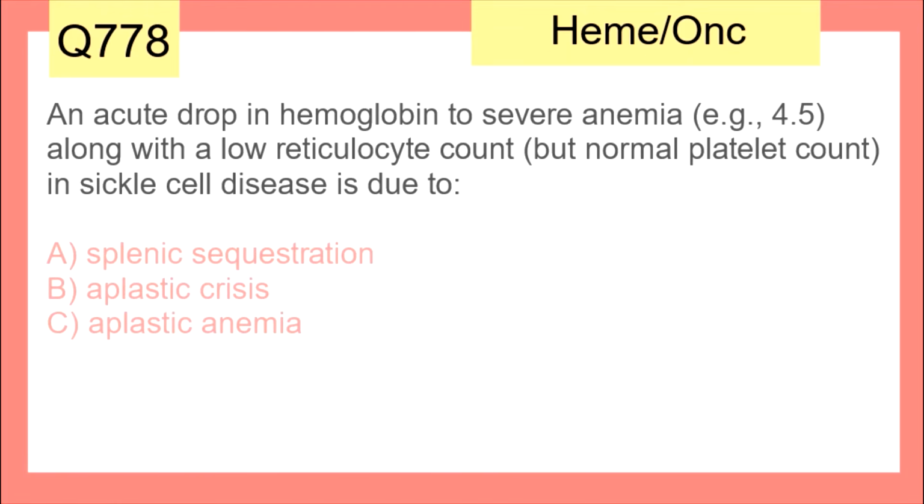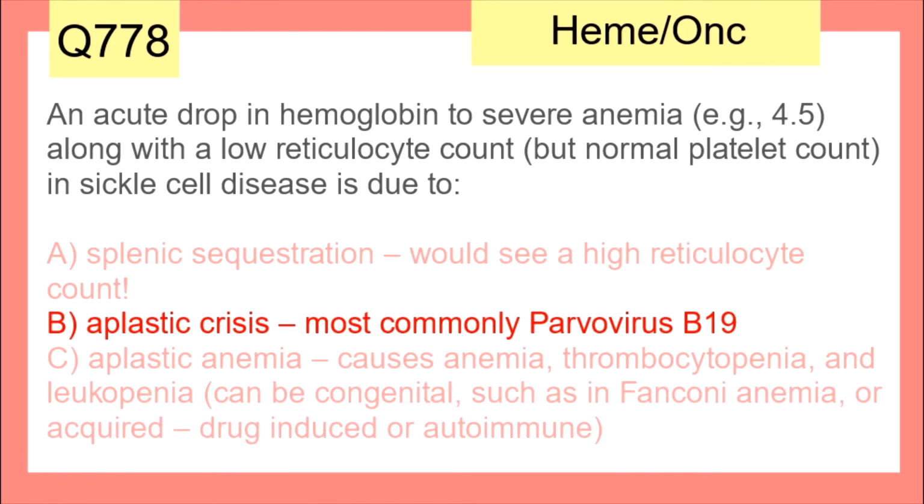778, an acute drop in hemoglobin to severe anemia, 4.5, along with a low reticulocyte count in sickle cell disease is due to, we mentioned this before, aplastic crisis due to parvovirus, not aplastic anemia. That's congenital. That would be, for example, in Fanconi anemia or something like that. Other causes of aplastic anemia.